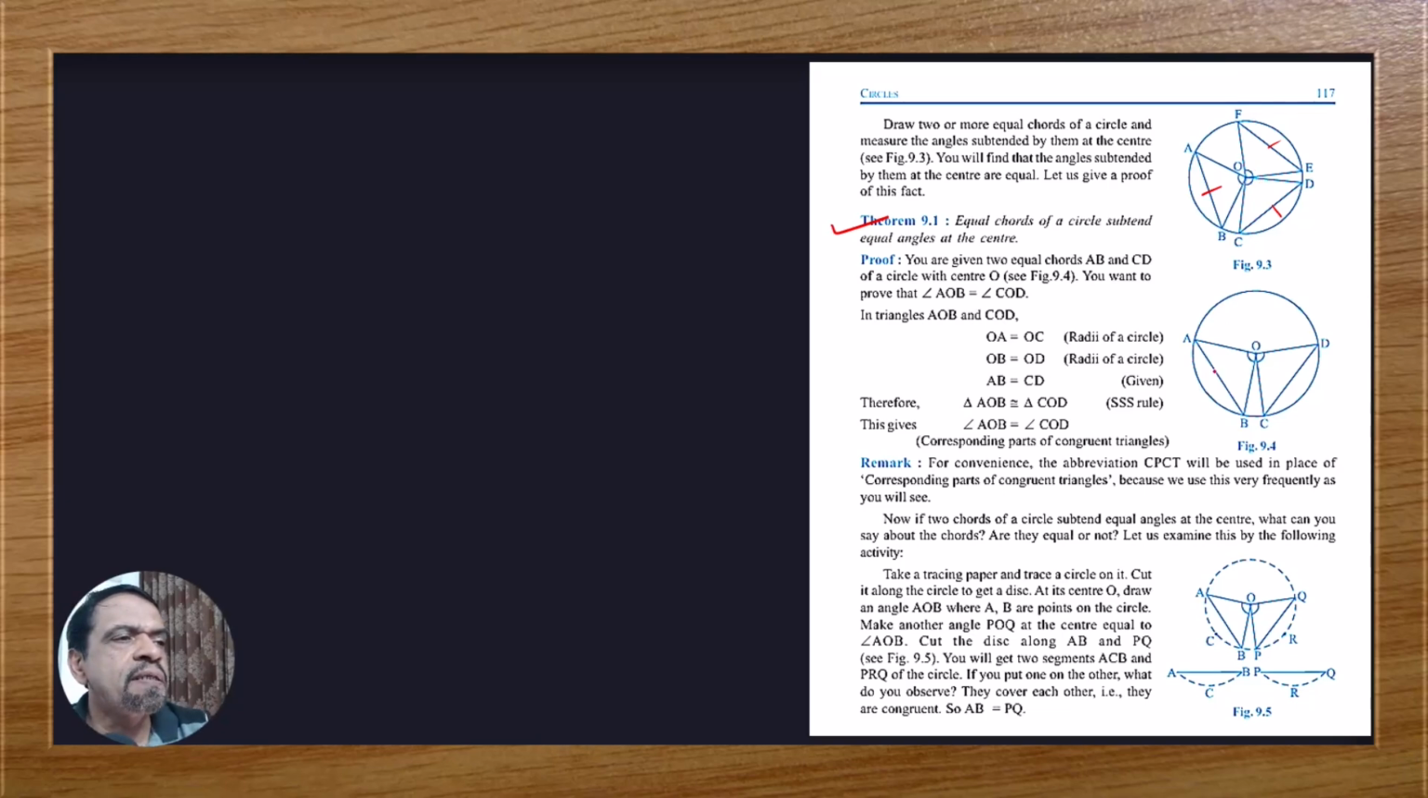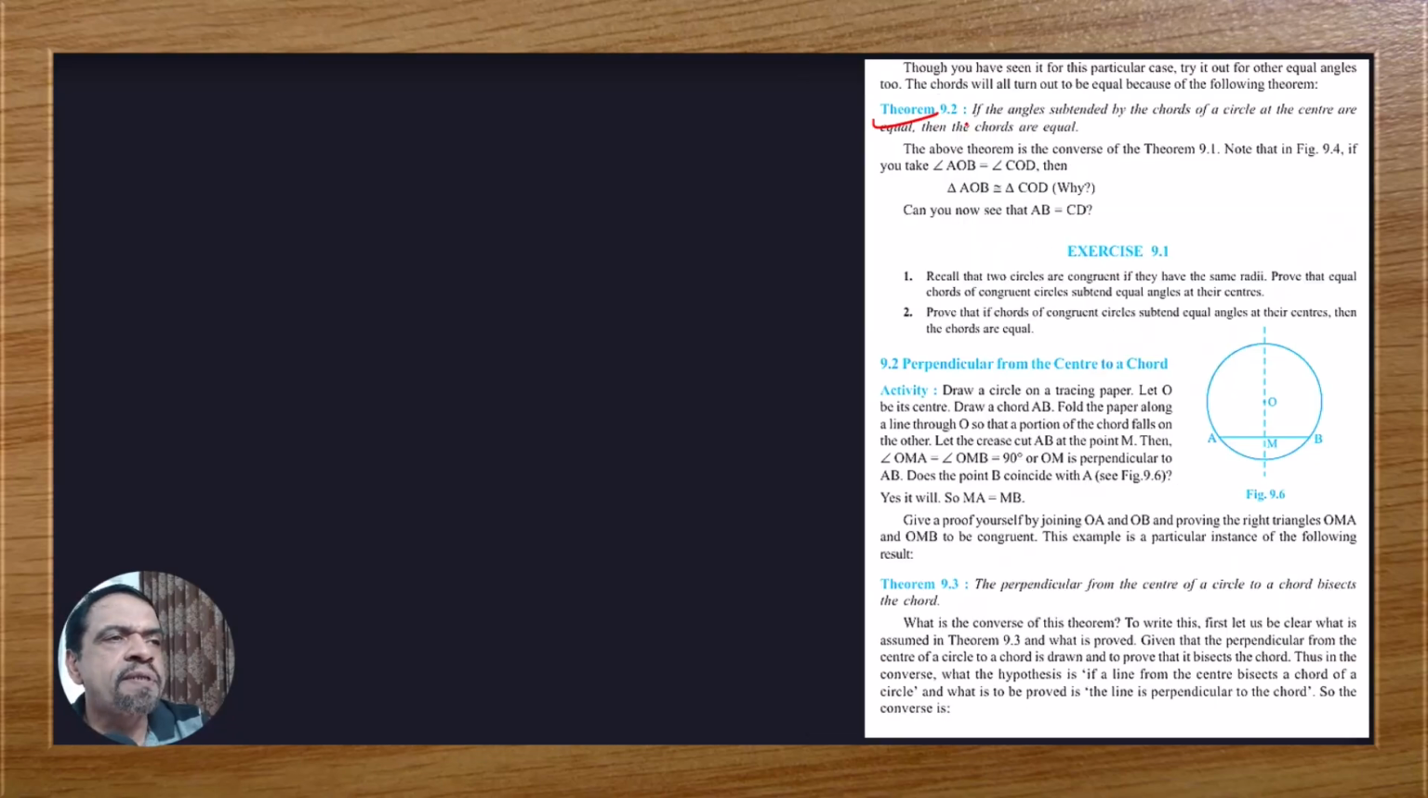The proof is very easy. AB and CD are two chords and these are the angles, and these triangles will prove congruent. Very easy: radii and equal chords, it is given in the question. So by SSS, the triangles are congruent. So by CPCT, these two angles, angle AOB and angle COD, are equal. Now see the vice versa, the converse: if the angles subtended by chords at the center are equal, then the chords are equal.